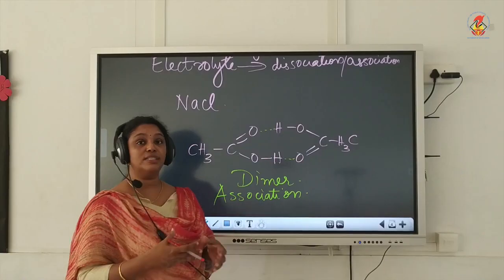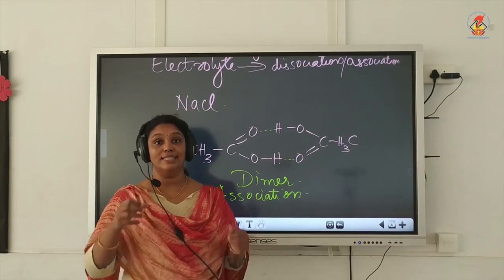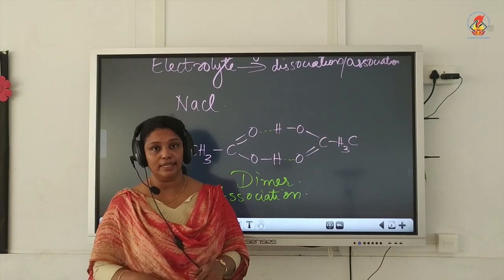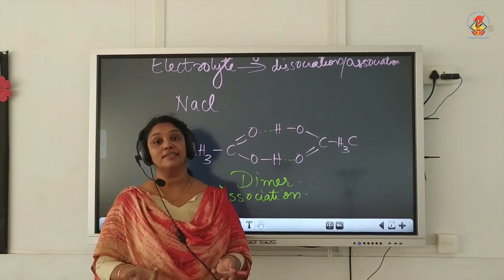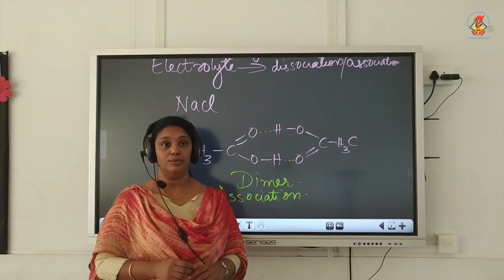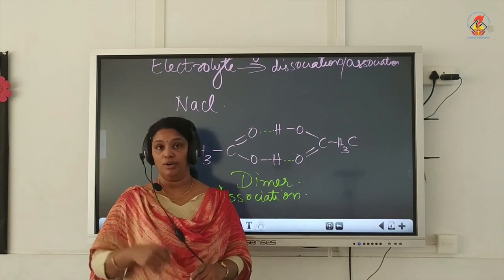Now, when there is association, what happens in solution? The number of particles decreases. When the number of particles decreases, the colligative property decreases and the molecular mass increases. So this is what happens when you add a non-volatile solute. It undergoes either dissociation or association.